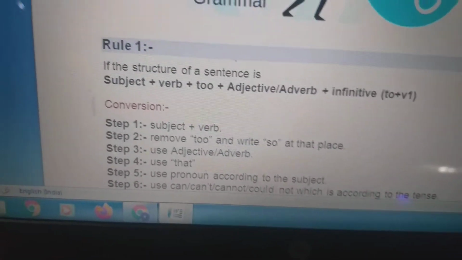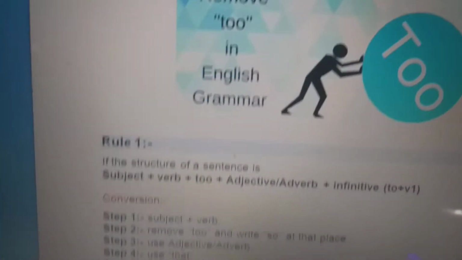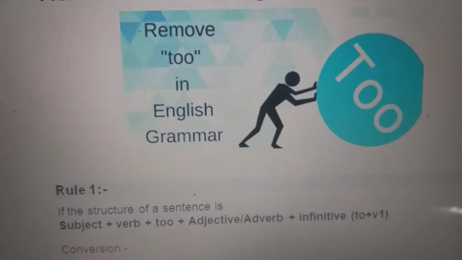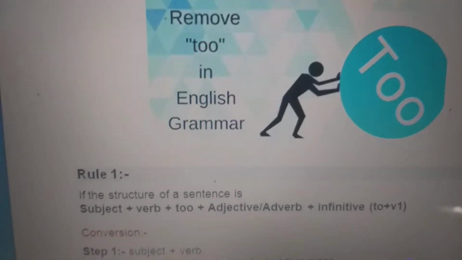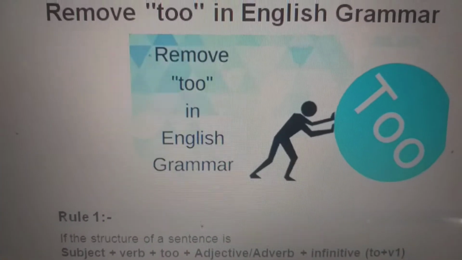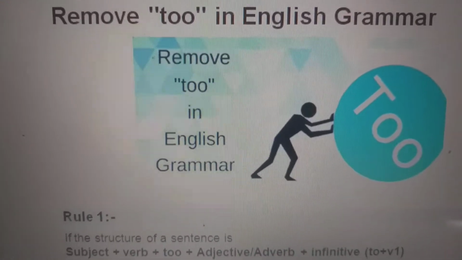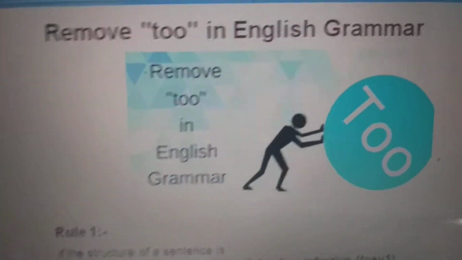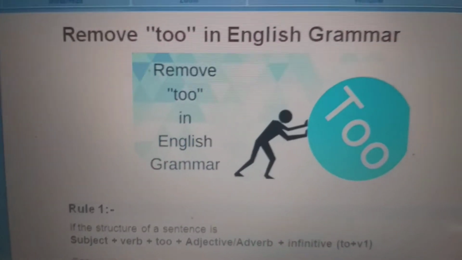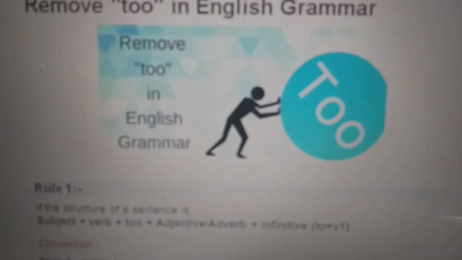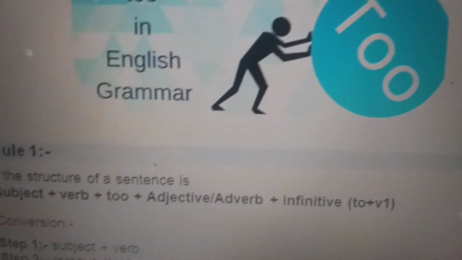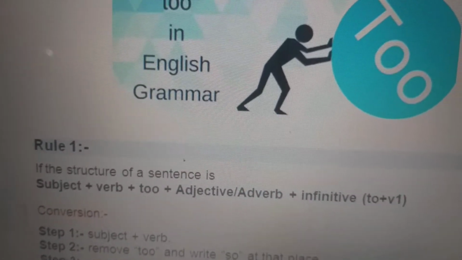Students, transformation of sentences means where we change the sentence but we don't change the meaning of the sentence. The sentence is the same. Only we are going to remove "to" and add "so" to it. There are two rules which we are going to do, and according to that we are going to do its steps.